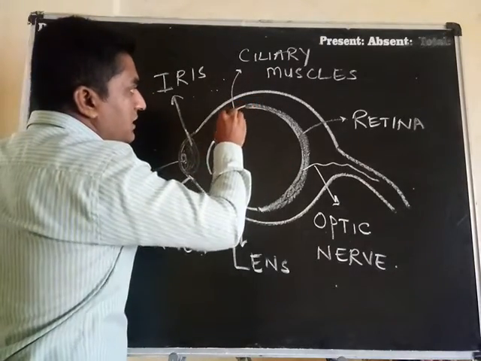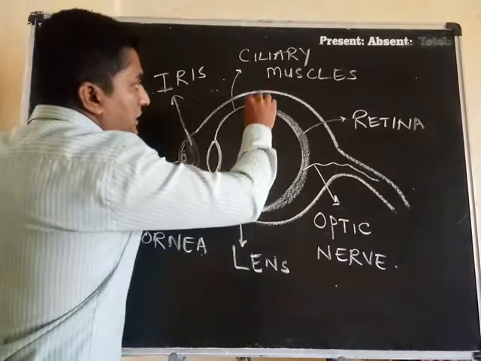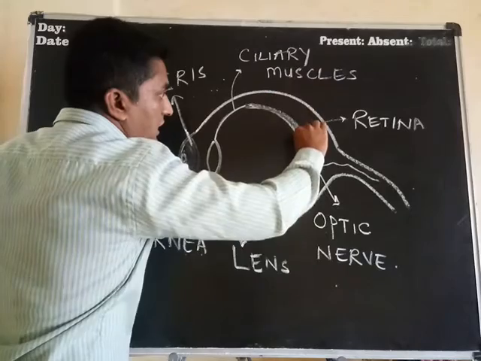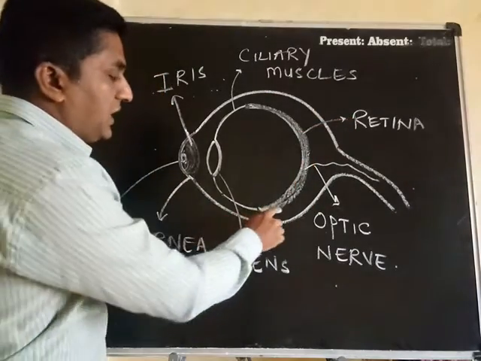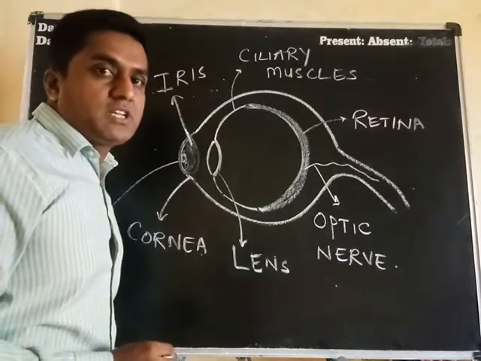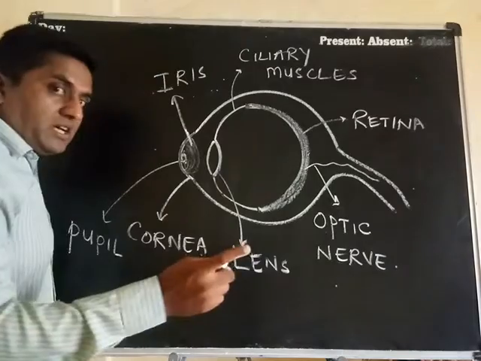These are the ciliary muscles which are holding your lens, and they are connected to the retina, and this is the screen which is called the retina. And now this retina is what? It is a light sensitive screen. Retina is a light sensitive screen. So let me again explain it to you.